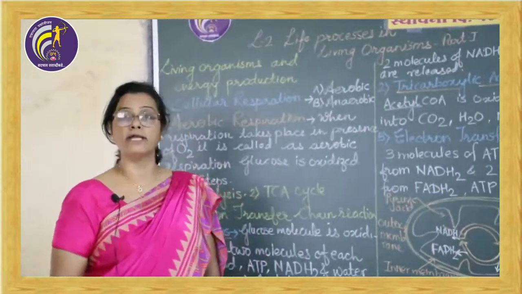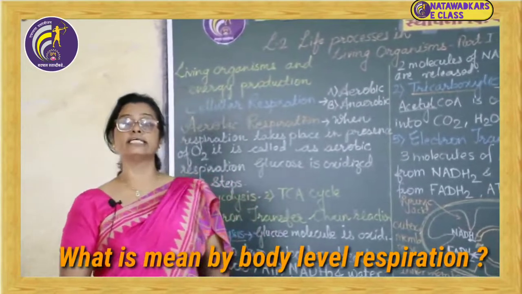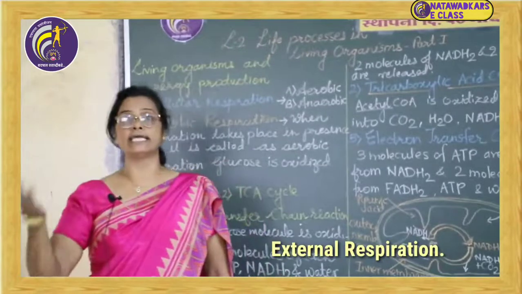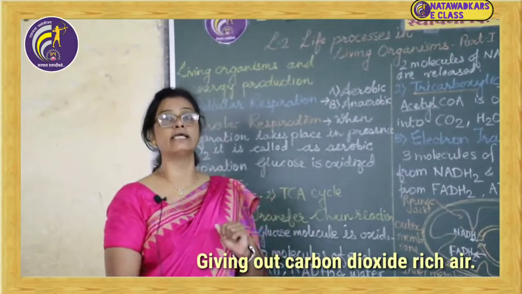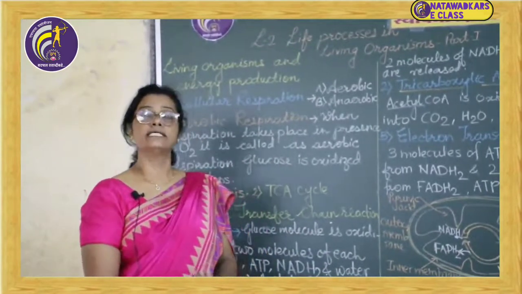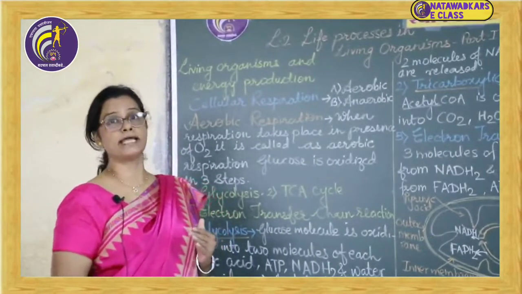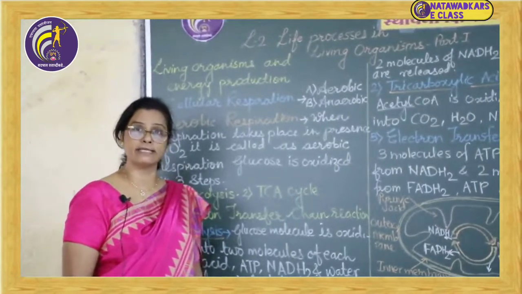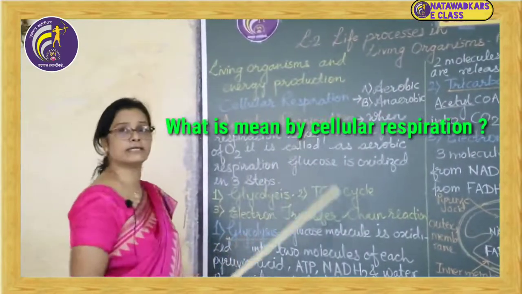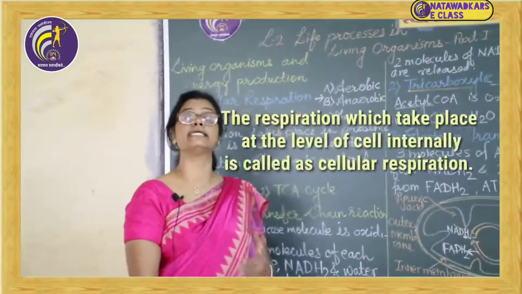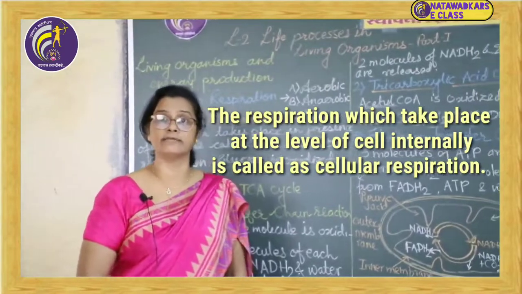So what is meant by body level of respiration? It is also called external respiration, in which we take in oxygenated air and give out carbon dioxide rich air outside the body. That is, inhaling oxygen and exhaling carbon dioxide is called body respiration. The second type of respiration is called cellular respiration. The respiration which takes place internally at the level of the cell is called cellular respiration.